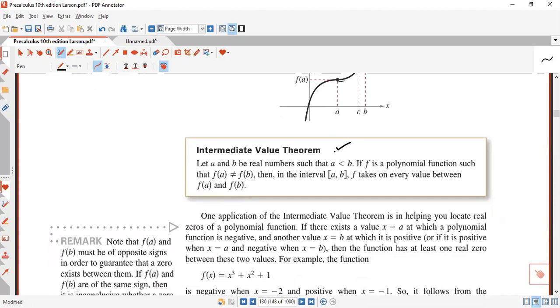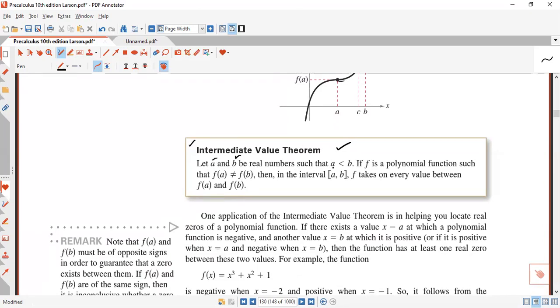Now listen to me carefully. Let me repeat once again what the intermediate value theorem is telling you. We first have two assumptions for the theorem, and then we have the statement of what the theorem says. So I'm repeating: let A and B be two real numbers. Is this clear to you?